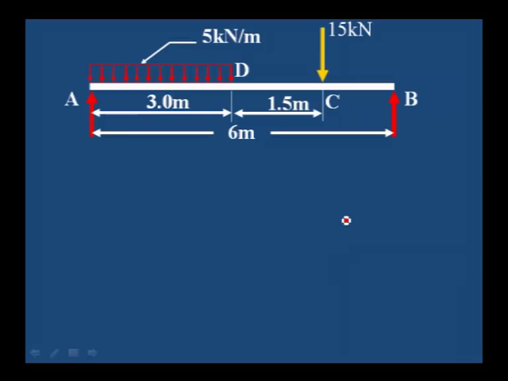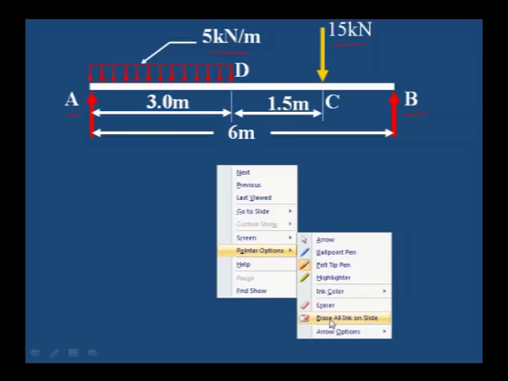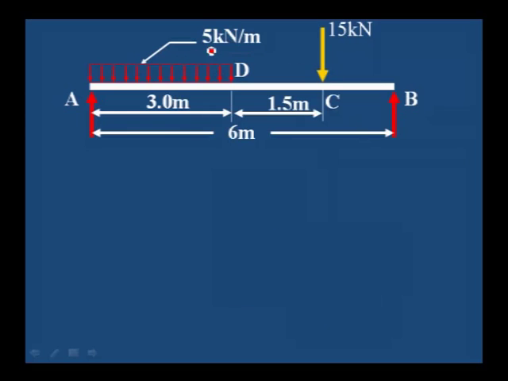Let us take one simple example: a simply supported beam having a uniformly distributed load of 5 kN per meter for a distance of 3 meter from the left support. Left support is A, and then there is one more point load, which is acting at a distance of 1.5 meter from the right support B. Here we can observe this beam has a combination of uniformly distributed load as well as point load.